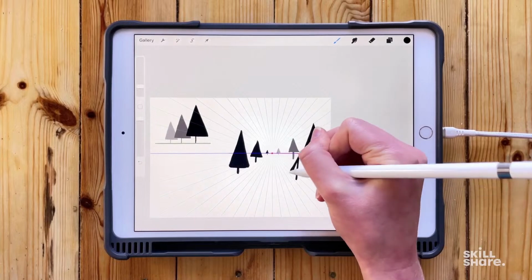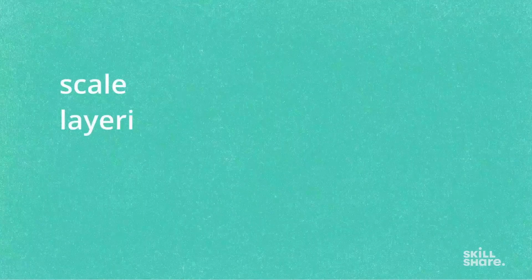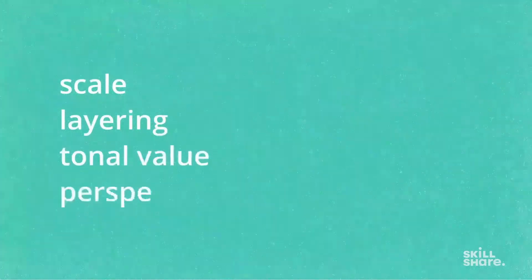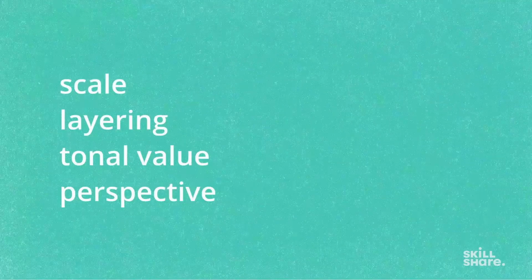Hi, I'm Sarah Holliday and I'm an illustrator from Scotland. Let's start by looking at how to create a sense of depth and perspective in our scenes, which will allow us to shape more believable and immersive compositions. We can convey depth using a combination of several methods, such as scale, layering, tonal value, and perspective. So let's look at how we can use these techniques to create depth in our scenes.